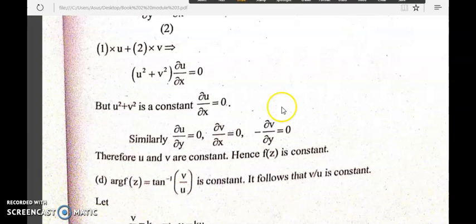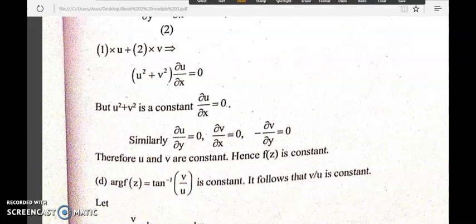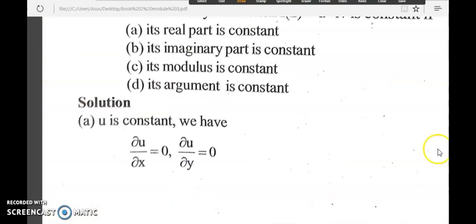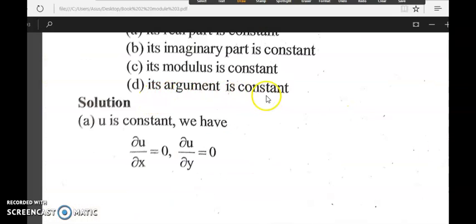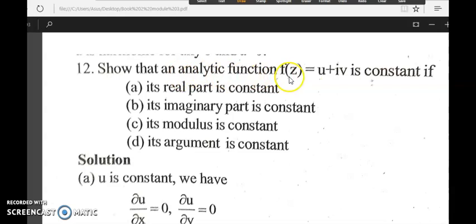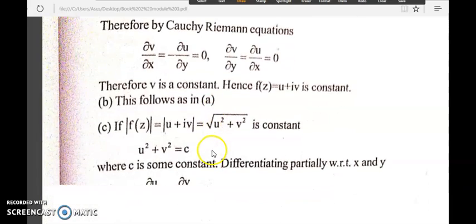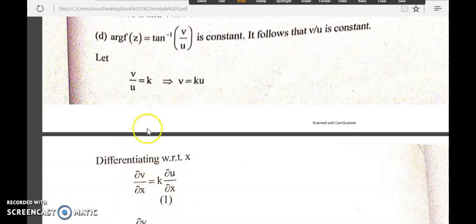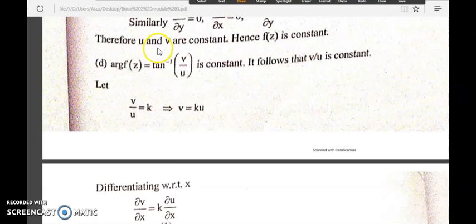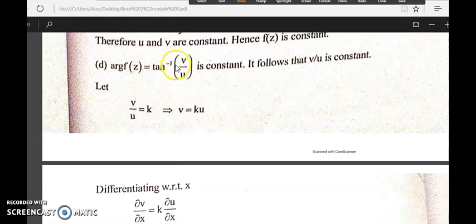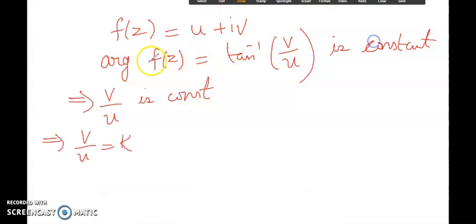Now the fourth question. Fourth question: if the argument is constant, then the function is constant. Show that the analytic function is constant if its argument is constant. So we assume the argument as constant here. We know that the argument of f(z) is given by tan inverse of v by u. Argument of f(z) means tan inverse v by u.